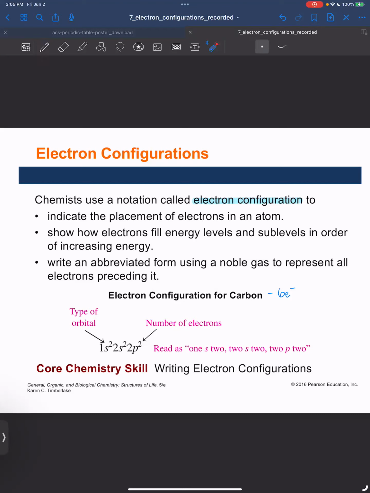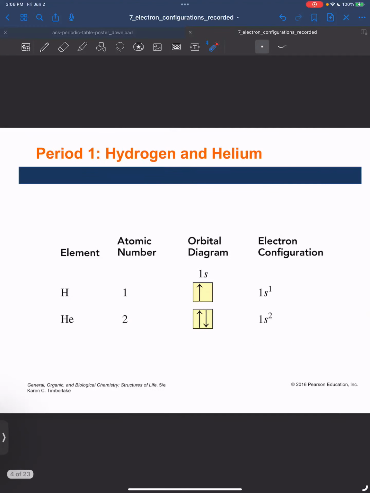And when we write electron configuration, we write the type of orbital, and then the superscript represents the number of electrons. So this one is 1s2, 2s2, 2p2, and notice how the number of electrons, 2 plus 2 plus 2, is equal to 6 electrons. And this will be a core chemistry skill, learning how to write electron configurations. So let's look at some more examples together.